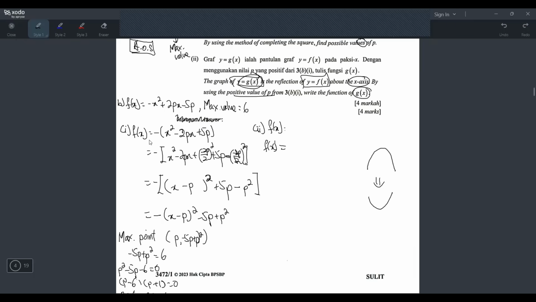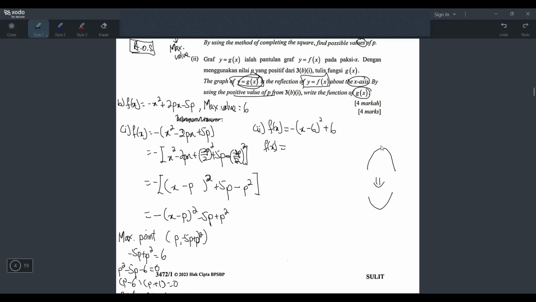So your f(x) is actually what? Negative. Okay, this equation actually is this equation, right? It's just that they are different forms, right? So I want to explain using vertex form. So negative (x minus p), they say use 6, right? So (x minus 6) squared, and then this whole thing here at the back is 6, because negative 5p plus p squared, the whole thing is 6. So here is plus 6, okay?